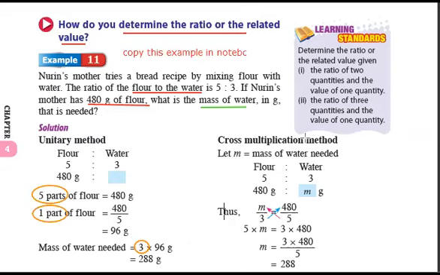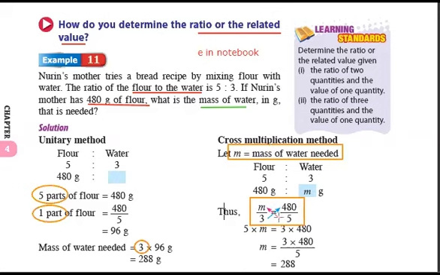Now we move to the cross multiplication method. For the cross multiplication method, we will assume that the mass of the water needed is m. So we will put it in the proportion method, in fraction form. After that, we will apply the cross multiplication. After applying the multiplication, I will also get the same answer here, 288 grams. Actually it's up to you, but this example we will copy in our notebook.